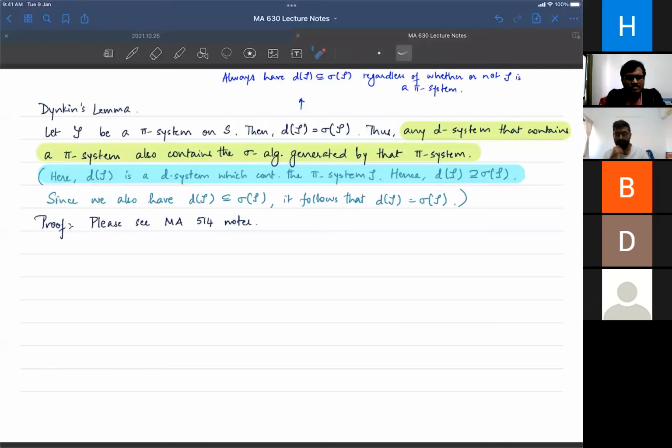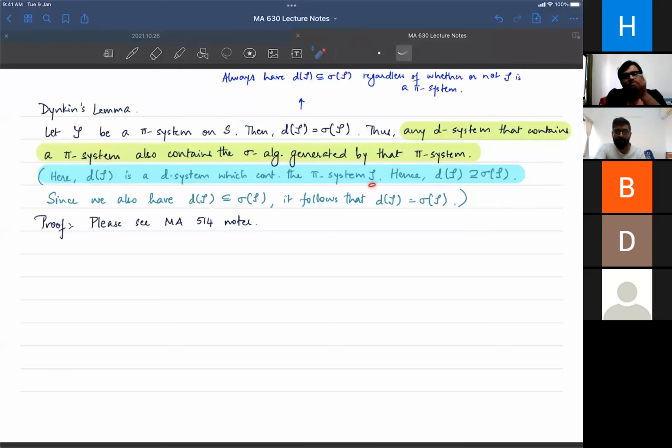Questions? So if you're wondering what the meaning of the sentence in green is, it is what is now highlighted in blue. In green, you're saying any D system that contains a pi system also contains the sigma algebra generated by that pi system. So what is what here?